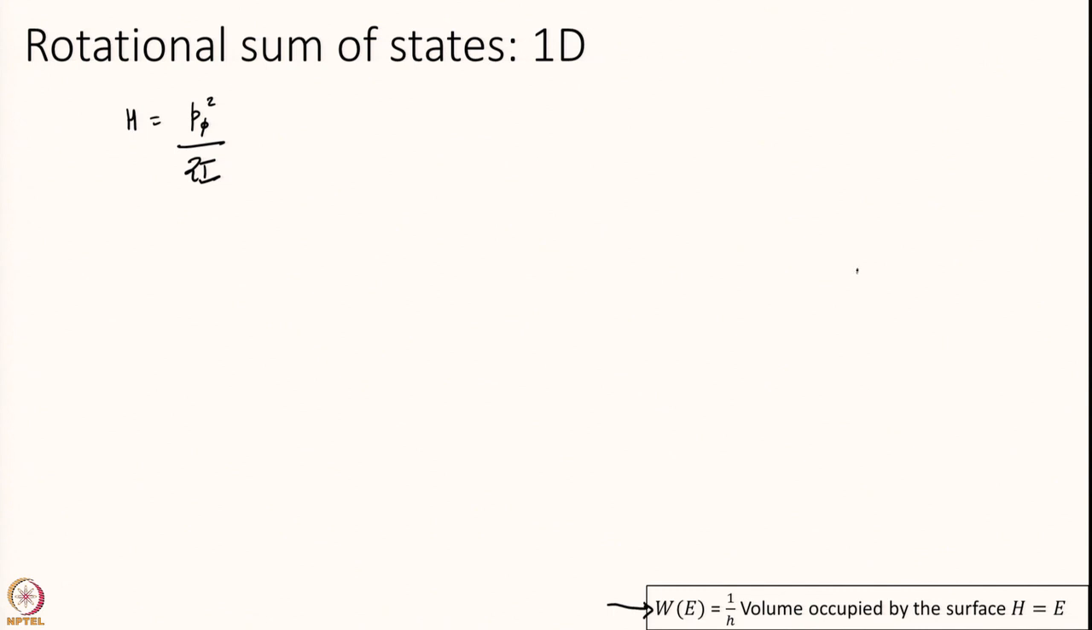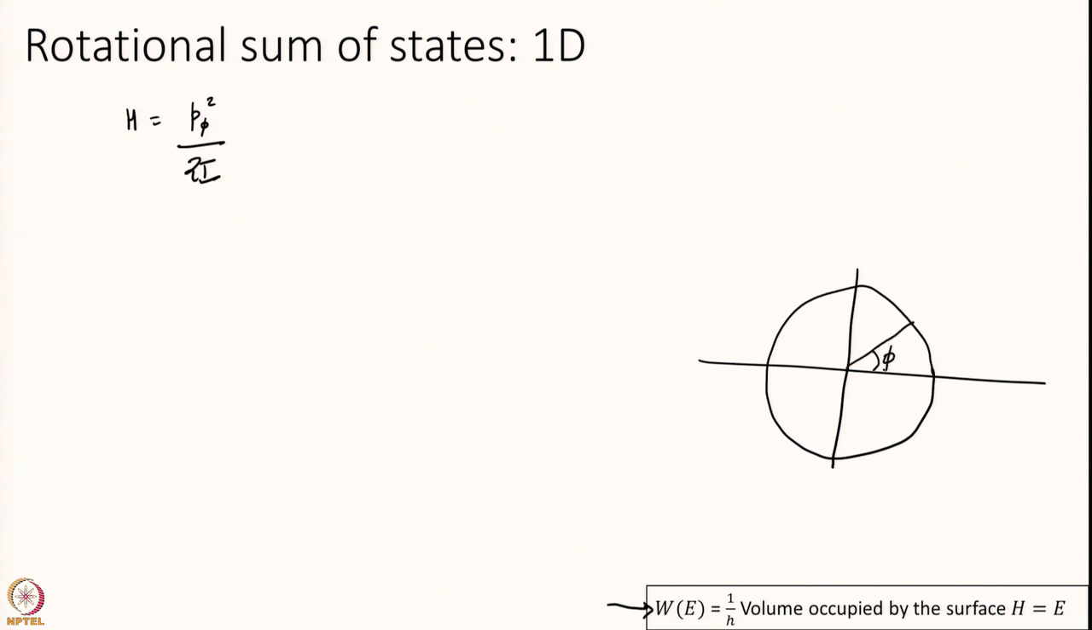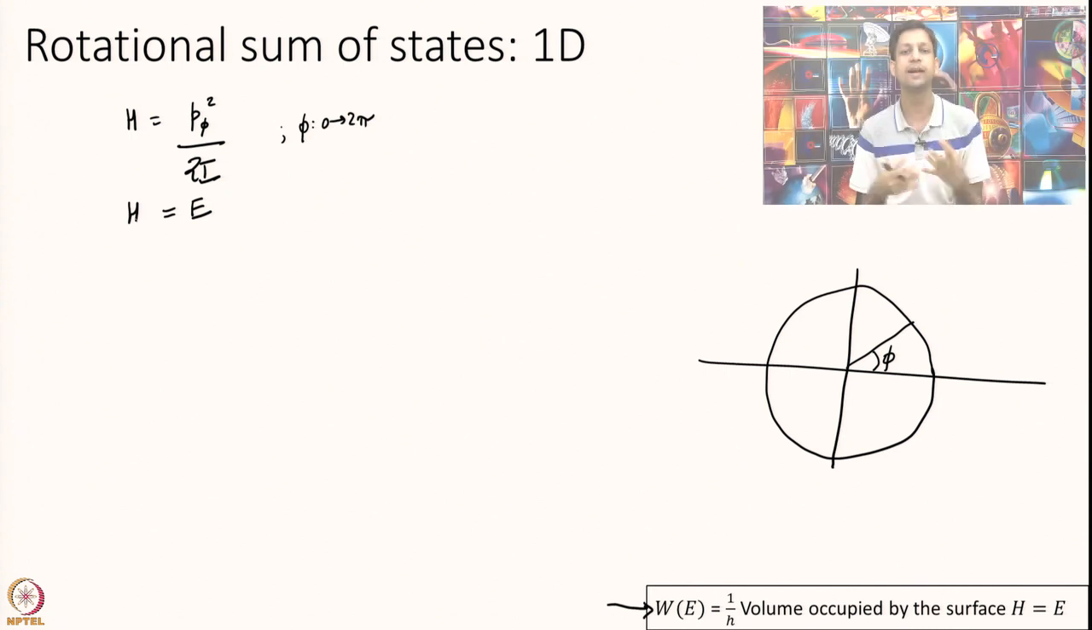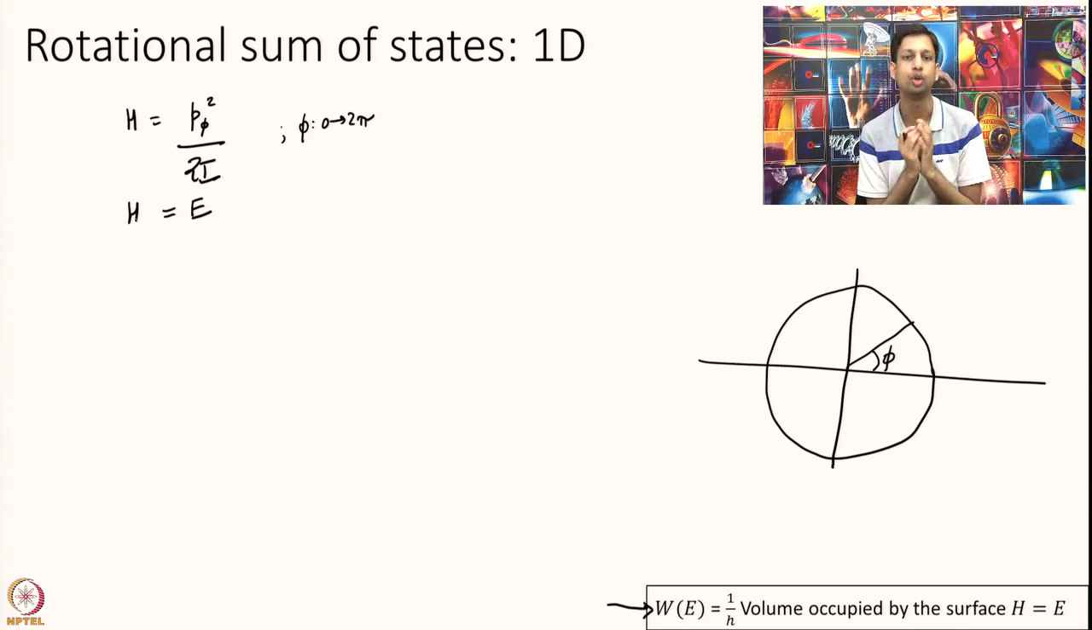Where my particle is, let us say, constrained on a circle and this is phi. This is how the Hamiltonian for this system is given, and phi goes from 0 to 2 pi. We want this to be equal to E. I want the contour corresponding to H equal to E and to find the volume occupied by this contour.